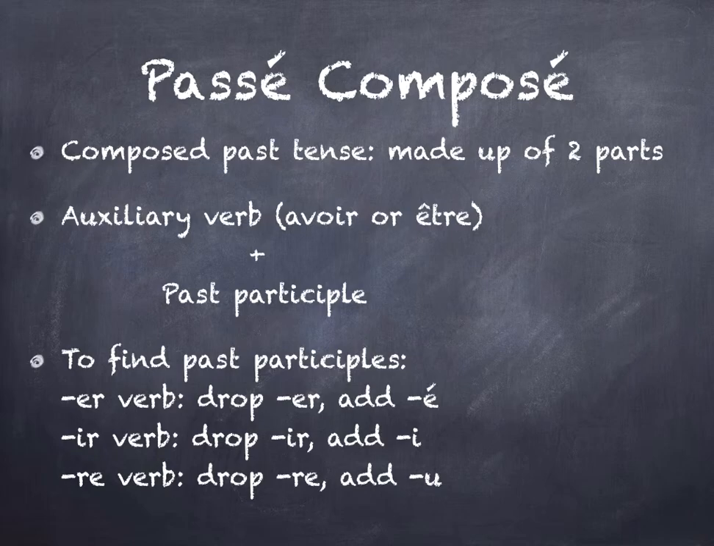To find a regular past participle, follow one of these three rules. An ER verb, find the infinitive, drop the ER, and add an é accent aigu. An IR verb, take the infinitive, drop the IR, and add an I. And an RE verb, drop the RE off the infinitive and add a U.